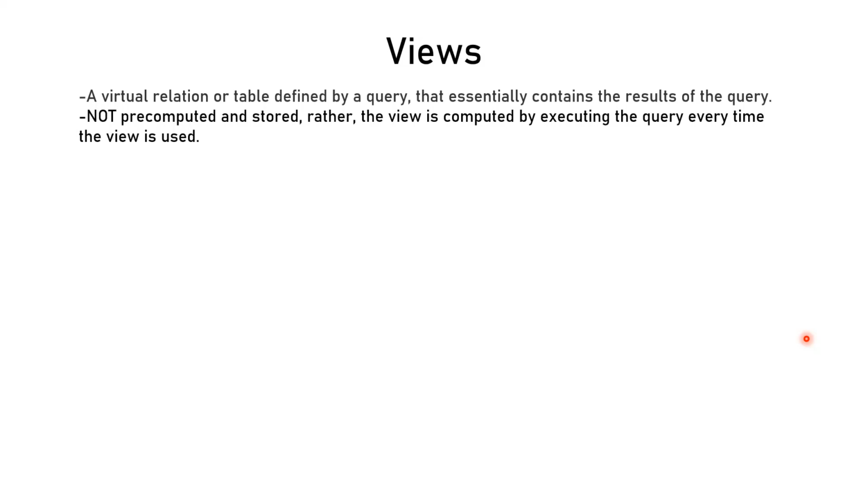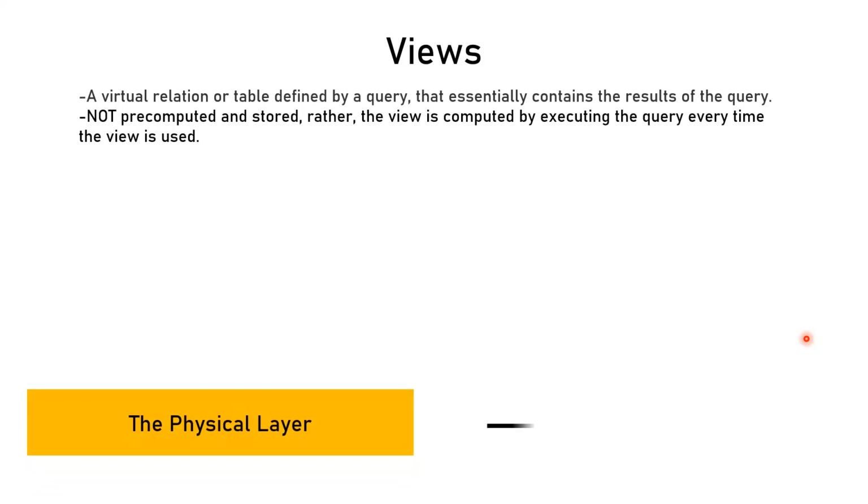But to actually understand the advantages of views, let's first look at the three layers that are present in our data model. So the first layer is the physical layer. And this physical layer basically denotes all the physical storage devices like hard drives or SSDs where our database is stored. Now, we are not really interested in the physical layer. Let's look at the two upper layers now.